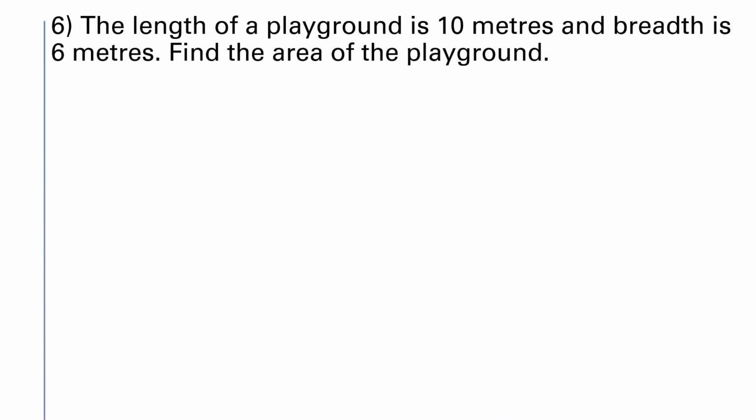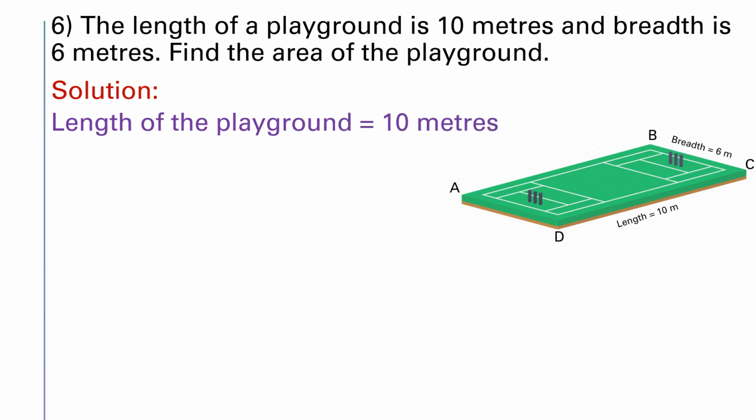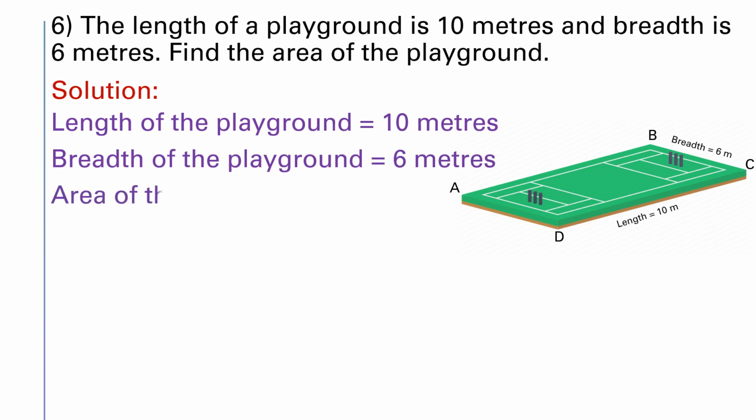And the last is question number 6. The length of a playground is 10 meters and breadth is 6 meters. Find the area of the playground. Look, in this question, the playground is in rectangular shape because the length and breadth are different. So which formula we have to use? Yes, area of the playground is equal to length multiplied by breadth. Let's write the solution. Suppose ABCD is a playground and length of the playground is equal to 10 meters. Breadth of the playground is equal to 6 meters, and area of the playground we have to find out.